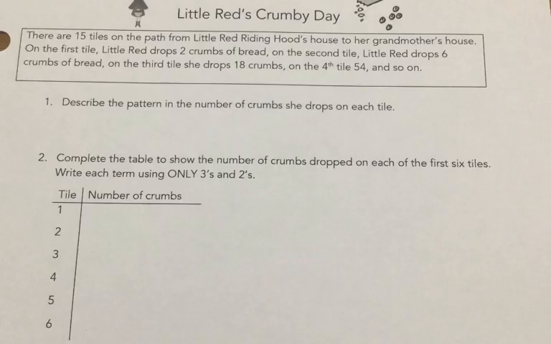There are 15 tiles on the path from Little Red Riding Hood's house to her grandmother's house. Don't go. There's a big bad wolf. On the first tile, Little Red drops 2 crumbs of bread. On the second tile, she drops 6 crumbs of bread. On the third tile, she drops 18 crumbs of bread. On the fourth tile, 54, and so on. Describe the pattern in the number of crumbs she drops on each tile.